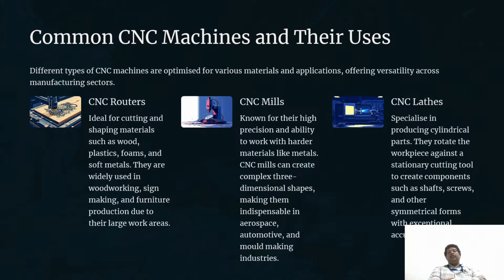You can see here some of the common CNC machines. So CNC routers. CNC routers will be used for cutting and shaping materials such as woods, plastics, foams, and soft metals. They are widely used in woodworking, sign making, furniture production. Due to the large work areas, they will have a very big base.